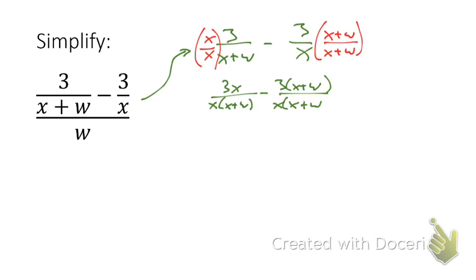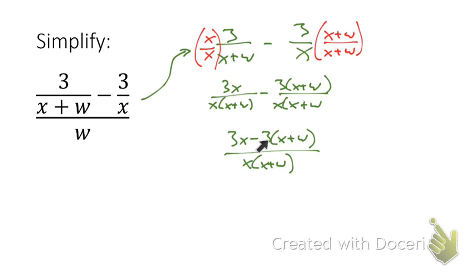And then I'm going to rewrite that as a single fraction. So we have 3x minus 3 times x plus w over x times x plus w. Now keep in mind, all this is still our numerator. We can't forget to divide by w at the end, but I think we can simplify this a little bit further.